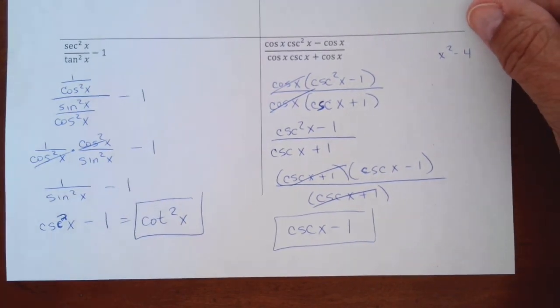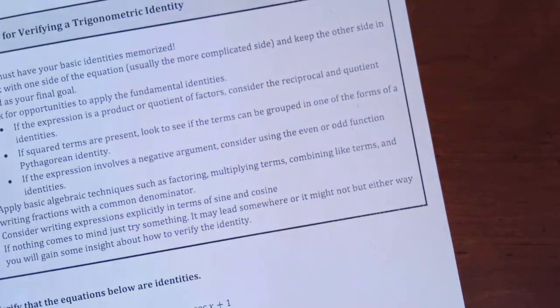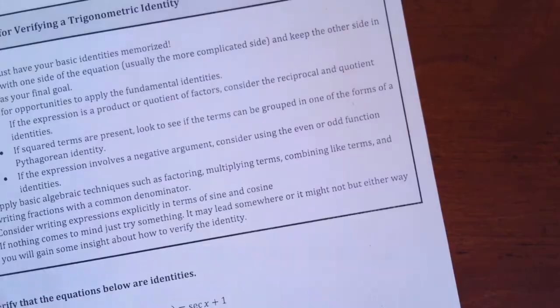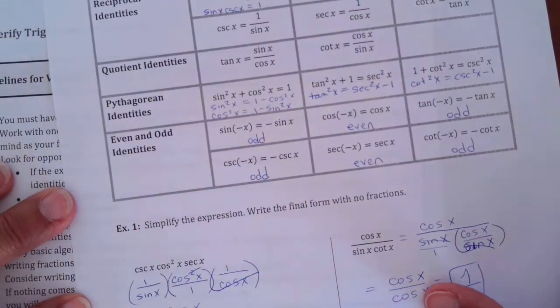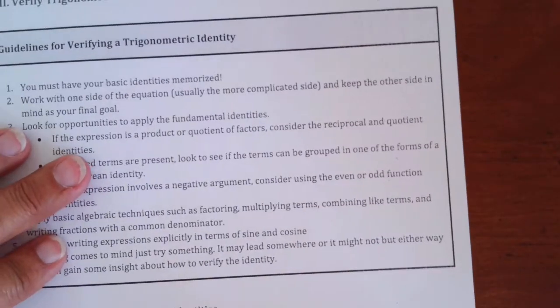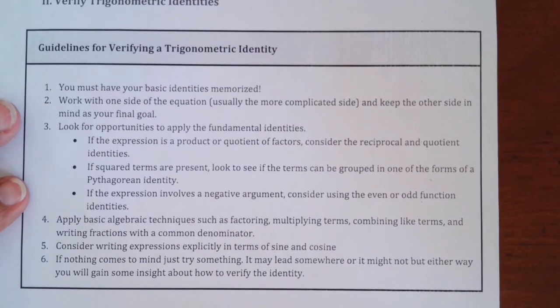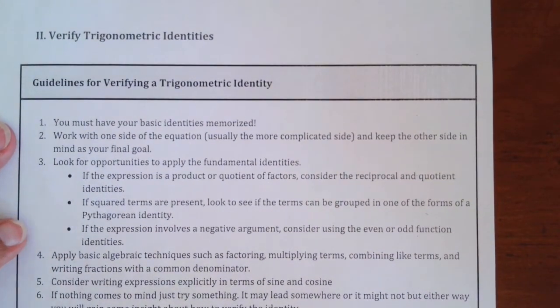And we're going to use everything we just did to do the verifying that's coming up next. So keep out and keep handy your identities because we're still going to be using those. But let's look at guidelines for verifying. Okay, so this is on verifying. So we have to do a proof. We have to prove that these things are equal.